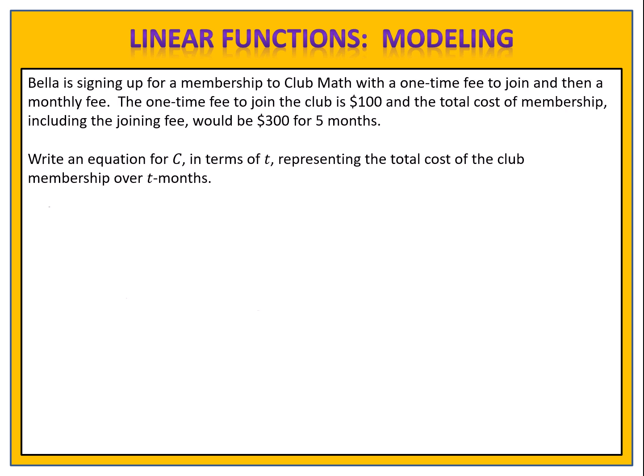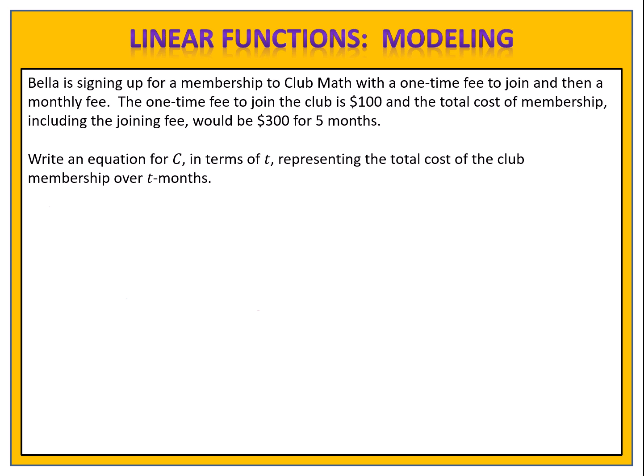Bella is signing up for a membership to Club Math with a one-time fee to join and then a monthly fee. The one-time fee to join the club is $100, and the total cost of membership, including the joining fee, would be $300 for 5 months. Write an equation for C in terms of T, representing the total cost of the club membership over T months. Can you write the scenario, identify the information in the problem, and then write an equation? Please pause the video here and come back when you're ready to compare answers.